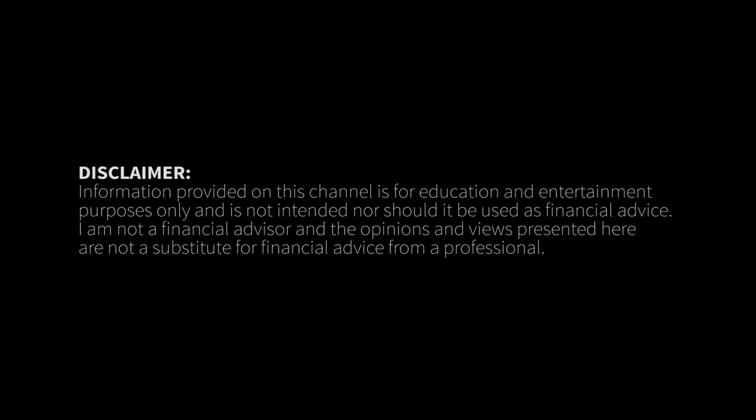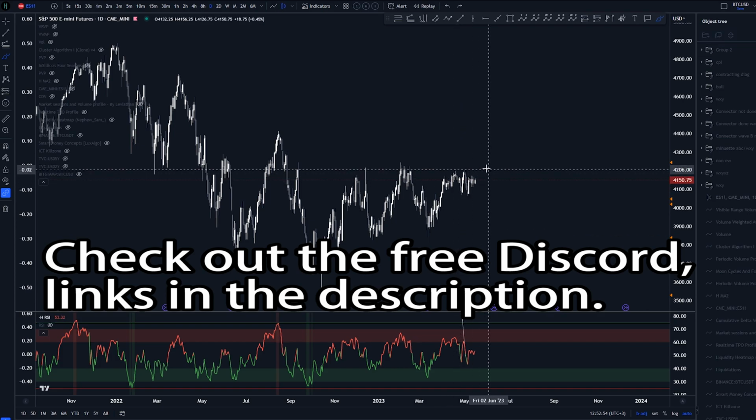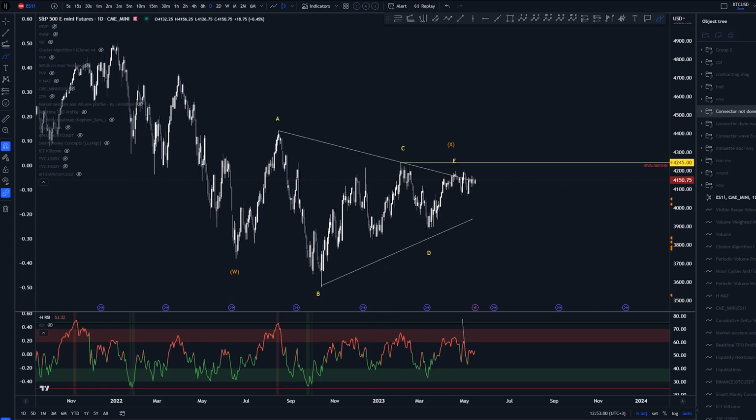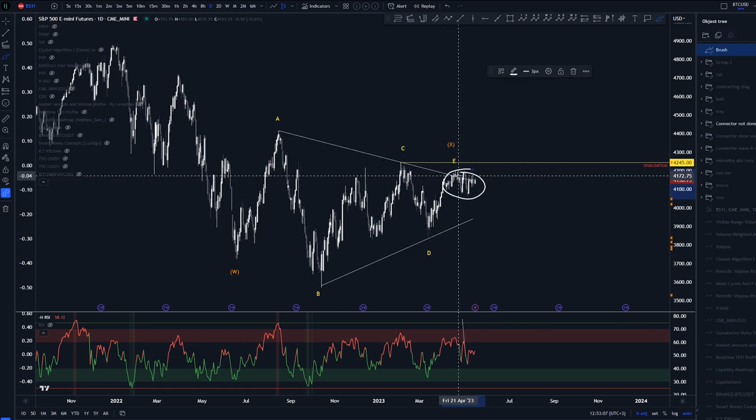Today's topic is going to be the smaller time frame here, again until we are going to be completing or close to completing this whole structure. My main idea is still the same idea that we've had. The triangle is no longer the most probable since we have been starting to consolidate here.